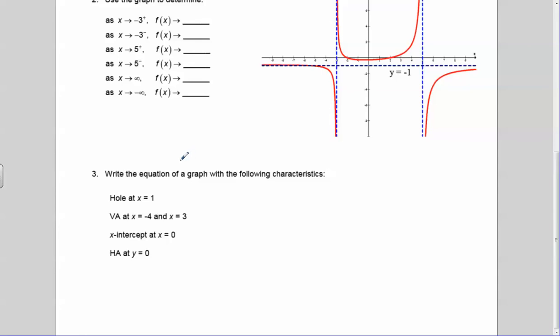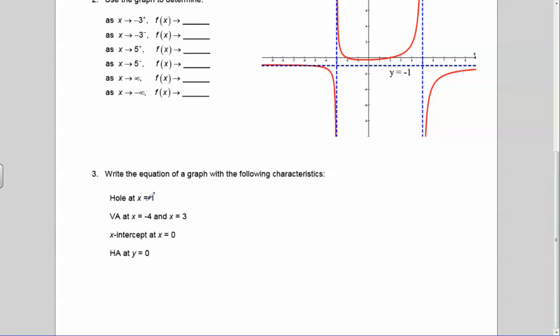For number 3, we are asked to write the equation of a graph with the following characteristics. So number 3 is asking us to reverse the process learned on days 2 and 3 of graphing rational functions. The first characteristic here is that there's a hole at x equals 1. So remember that on day 3 we learned that there are holes when the denominator equals 0, but specifically at those factors that occur in both the numerator and denominator.